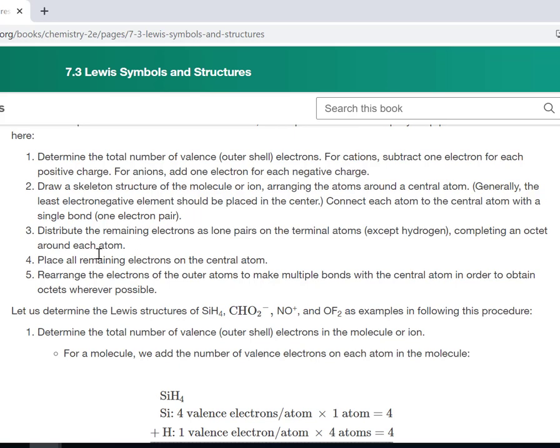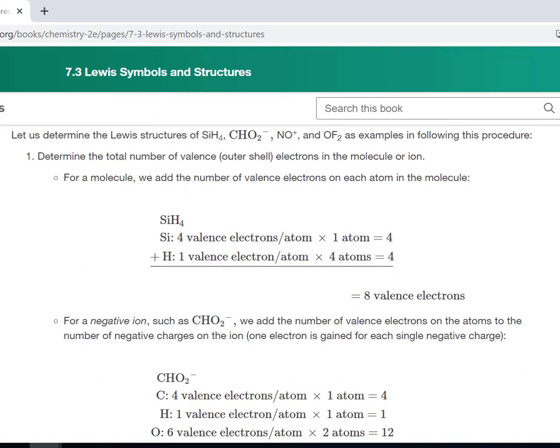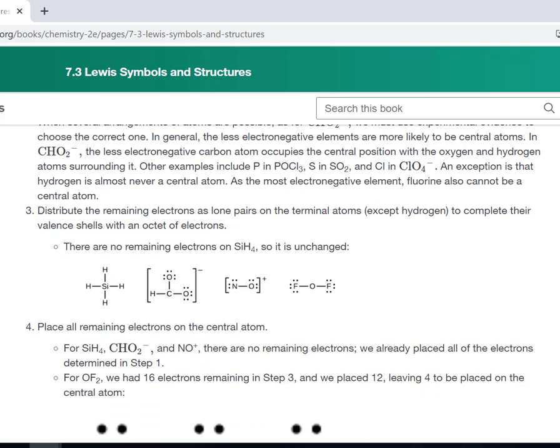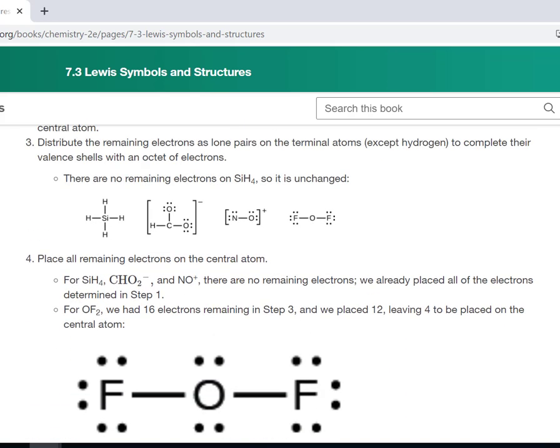After we've done that, any remaining electrons go on the central atom. We only have one of these that didn't use up all of the electrons. Here we used them all up, here we used them all up, here we used them all up. Only this one has leftover electrons. So we're showing what we get here.